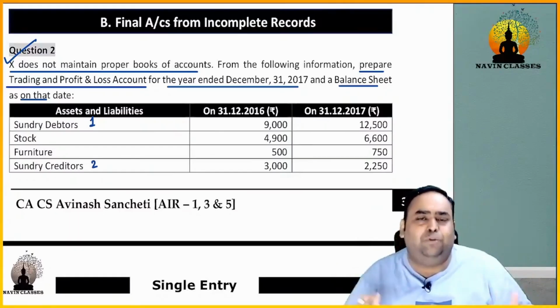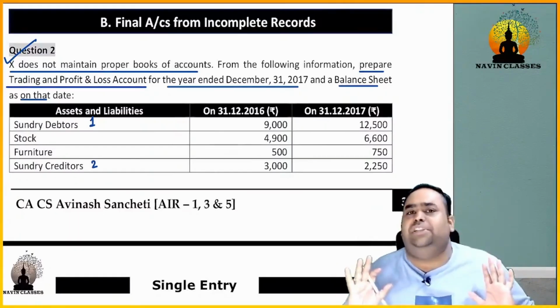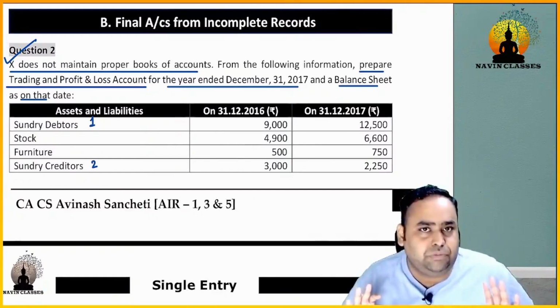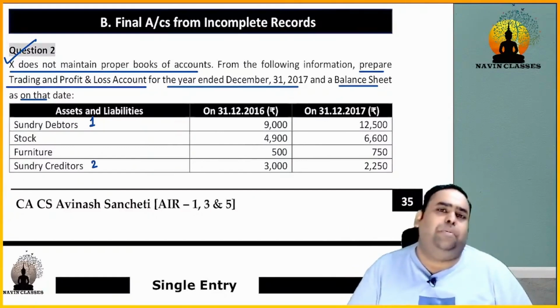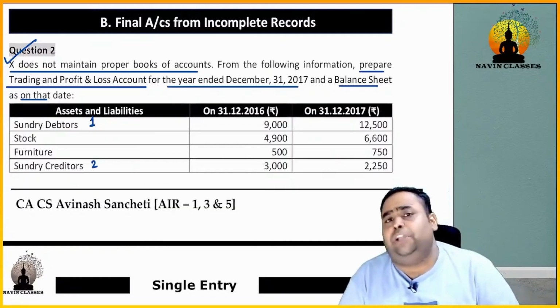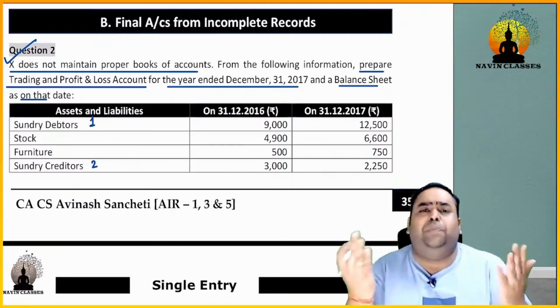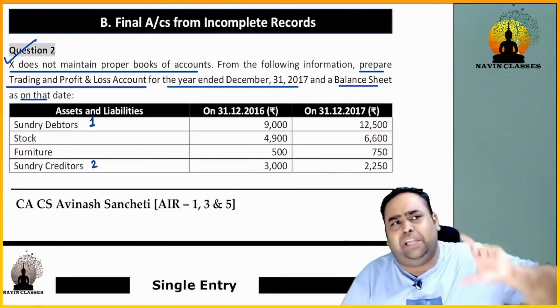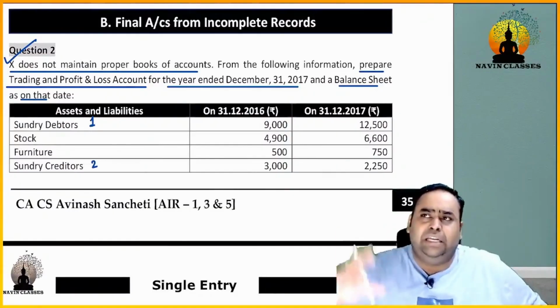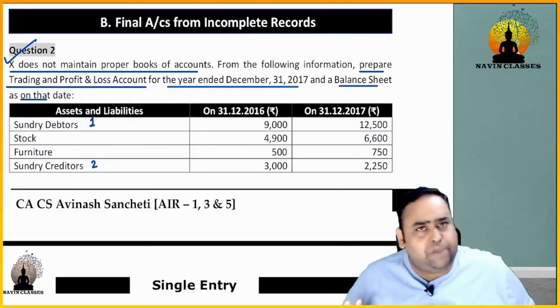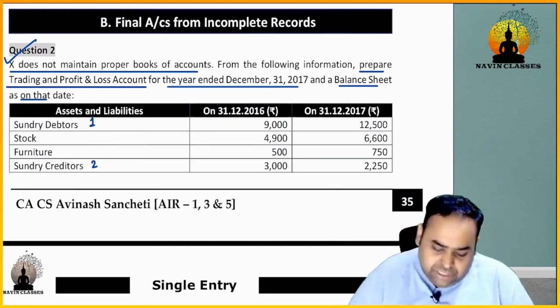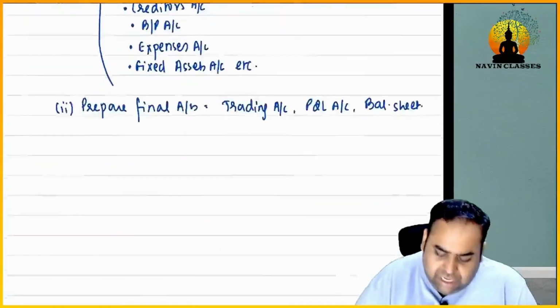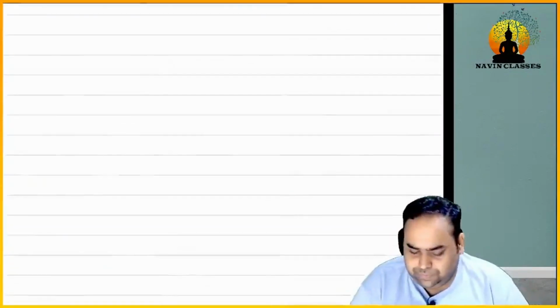Because if you write most of the things on 2 pages, you can easily complete everything. So if you are still making it in the copy, then if 1 page is being wasted, let it be. You'll always take 2 pages to solve your single entry question. On the left, the format of trading, PL, balance sheet, which is the main part, and you will do the workings on the right hand side. Okay, workings. Let's begin. Answer to question 2.